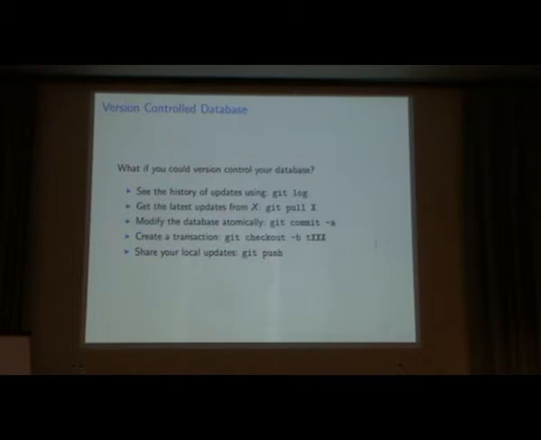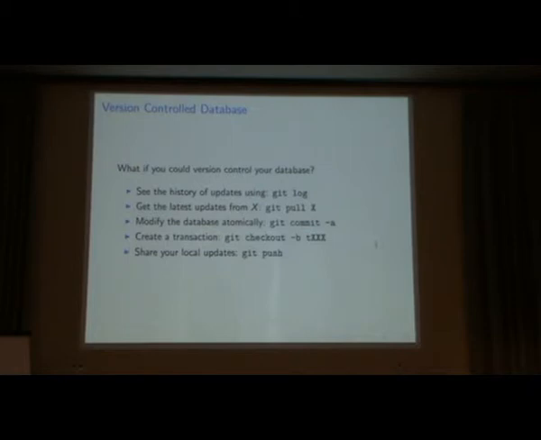What happens if you are able to see the history of updates from the database, doing something like git log, to see every update, who did the update, what was the purpose of the update. Then if you want to synchronize the database, you just do a git pull from a known source. If you want to do an atomic modification of the database, you modify the staging area and then you commit -a. Then if you want to have transactions, you just create a temporary branch on which you do your changes, your commits, and then you merge the branch back. And if you want to push your updates somewhere, you do a push.